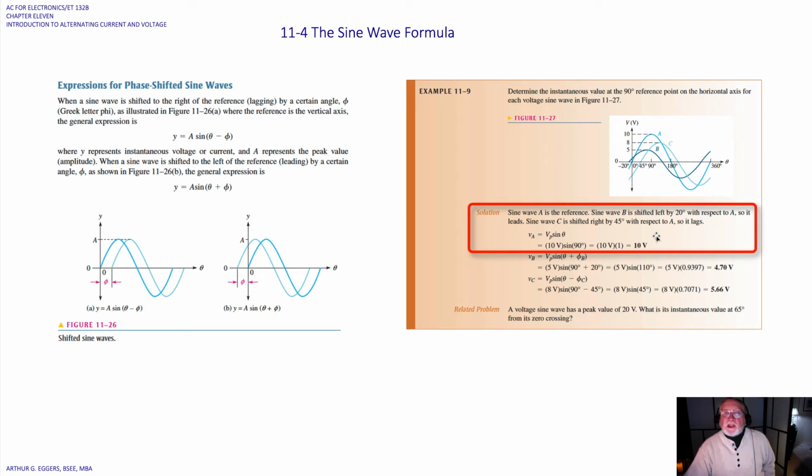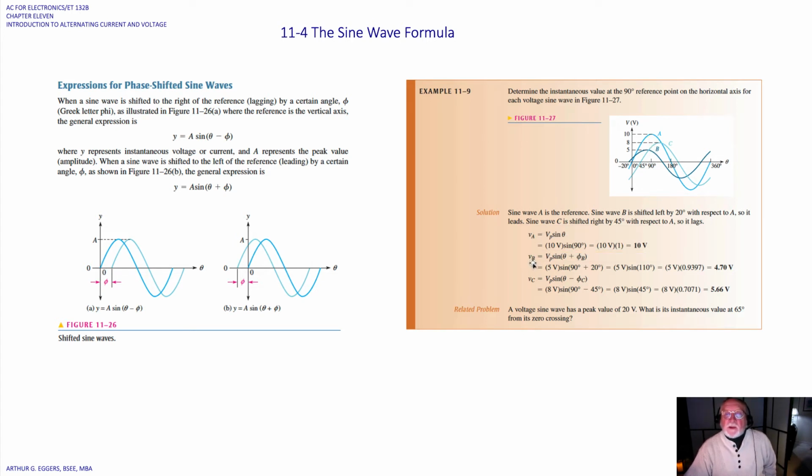So let's start to put this together. The voltage for sine wave A is V peak times the sine of theta. The 10 volts we can see is the max amplitude, and we take the sine at 90 degrees, where we're going to find our maximum, equal to 10 volts. Here's another one of those sine values. The sine of 90 degrees is always 1. Write that down in your notebook.